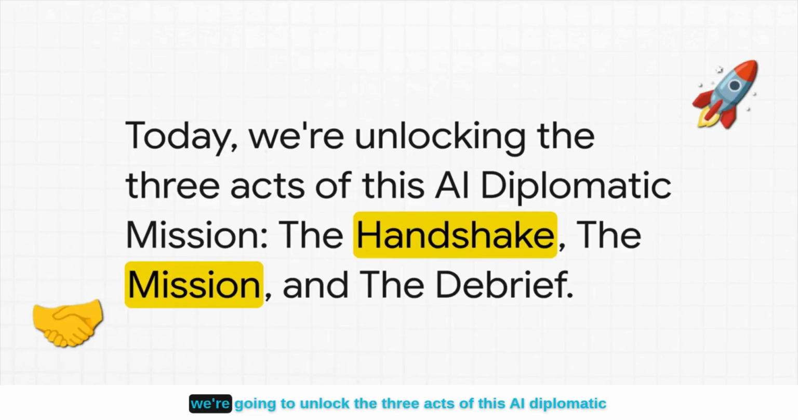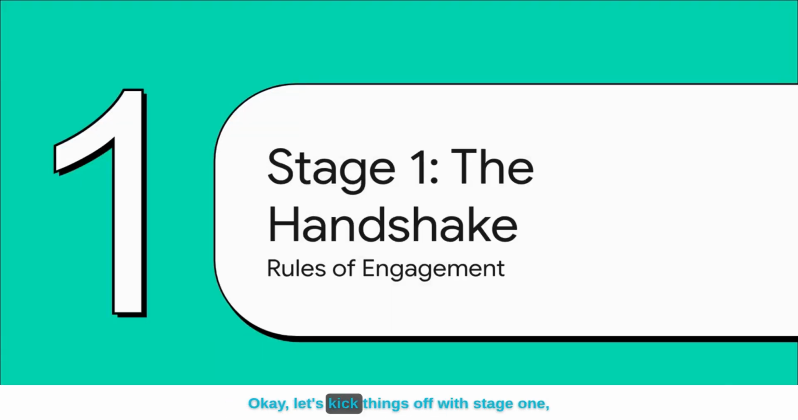So in this explainer, we're going to unlock the 3 acts of this AI diplomatic mission. We've got the handshake, which is where they meet and agree on the rules. Then there's the mission, where all the real work gets done. And finally, the debrief, the clean and orderly exit strategy. Okay, let's kick things off with stage 1, the handshake.